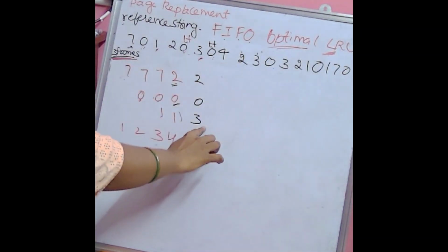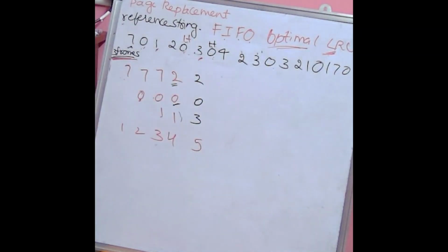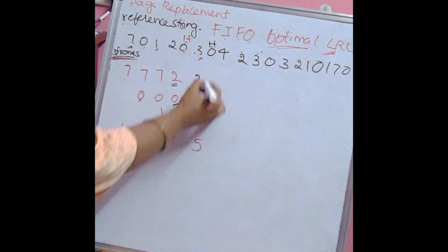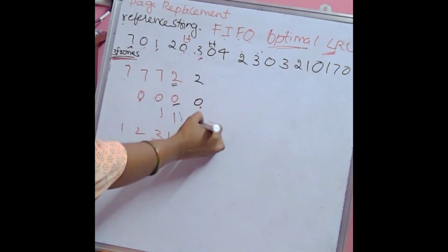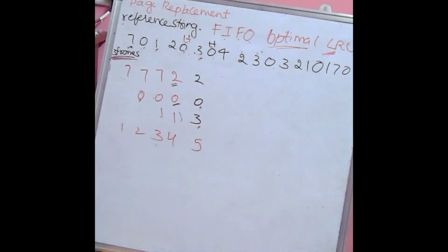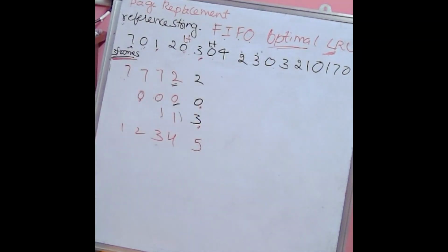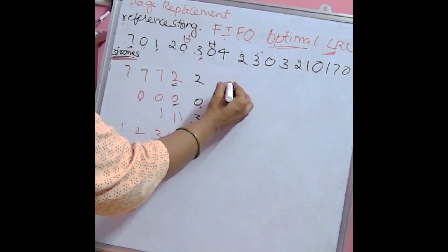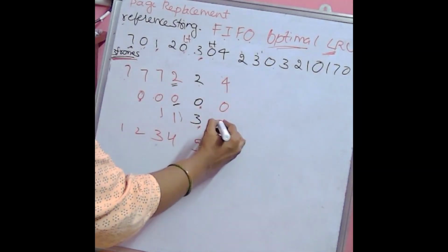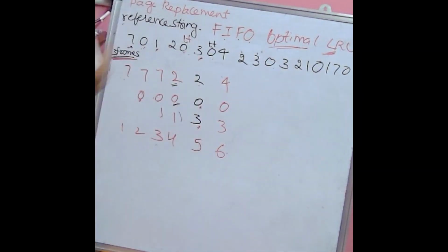Next required page is 4. 4 is not available. Again we need to check which one is recently referred. This frame is the recently referred one. After that, this frame is recently referred. Comparing with these 3, 2 is the longest referred page, not the recently used one. That's why we are replacing 2 with 4 and we are writing this one also page 1. Page replacement, page fault is there.